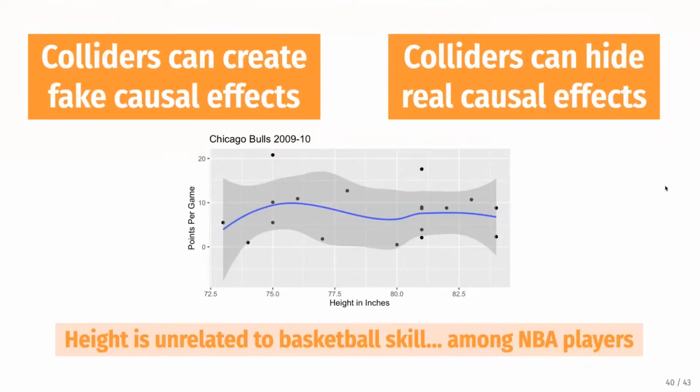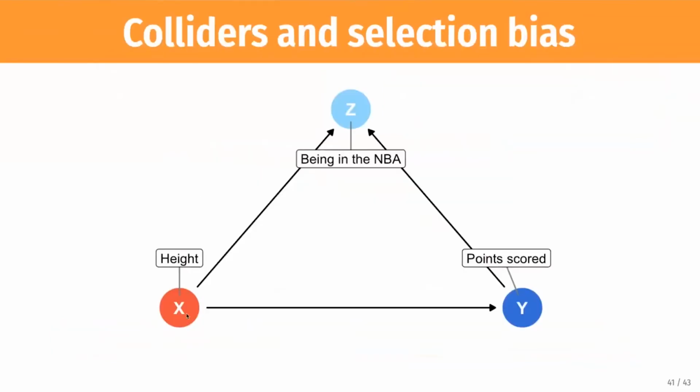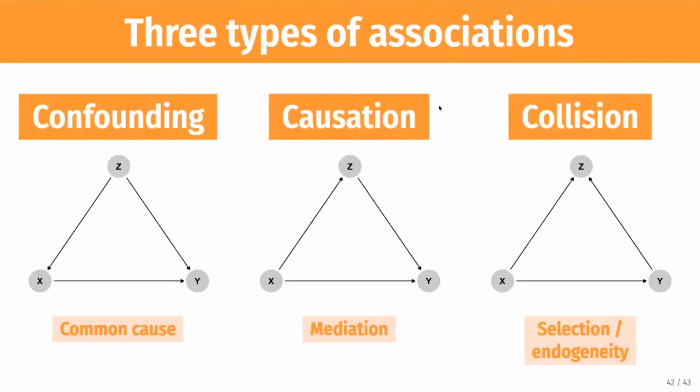If you look at the DAG, height causes points to be scored, but also height makes you be in the NBA if you're super tall, and being really good at scoring points makes you be in the NBA. And so if you control for being in the NBA, or adjust for that, or only look at people in the NBA, this relationship X to Y is going to be wrong. And so you don't want to do that. You are not going to tell a plausible story between X and Y because you're adjusting for that collider and it's messing up the relationship. Okay, so these are the three types of relationships: confounding, causation, and collision.